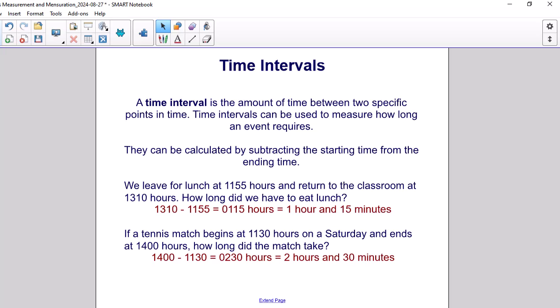1400 minus 1130 results in 0230 hours. The first two digits represent the hours. The last two digits, 30, represents the minutes. So 0230 hours can also be expressed as 2 hours and 30 minutes. The match took 2 hours and 30 minutes to play.